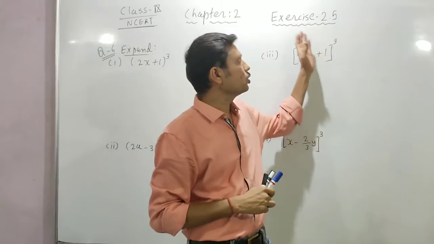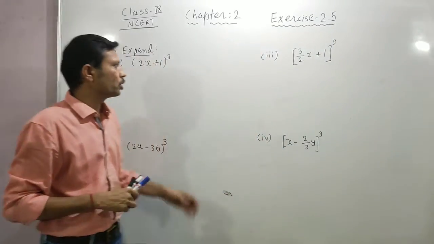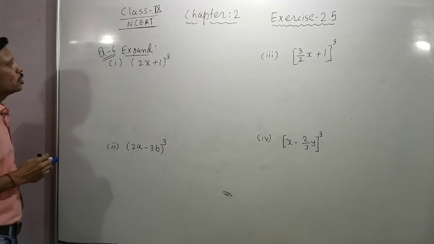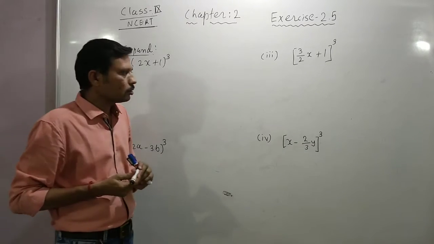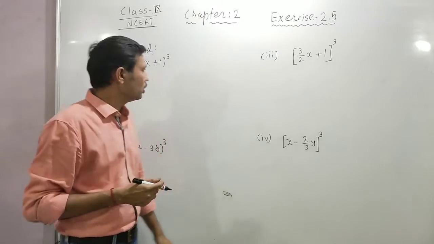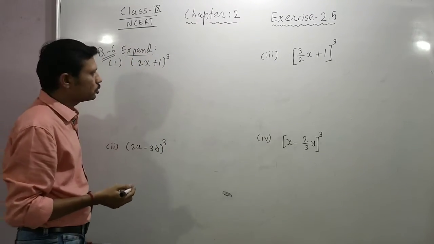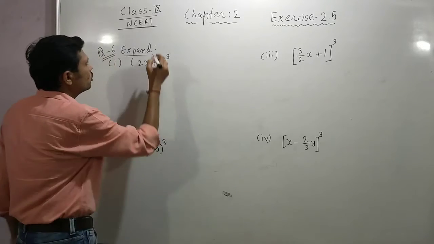Today we are going to continue our exercise 2.5 with question number 6 and onwards. Now, this question is related to expansion. Four questions are given. So first we will identify which identity will be applicable to this expansion.